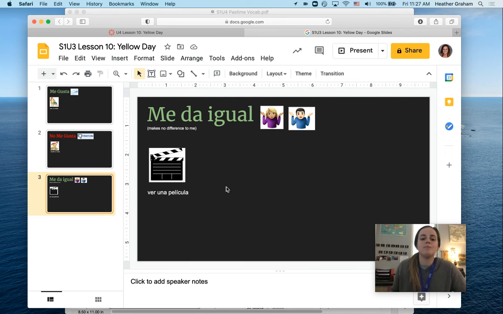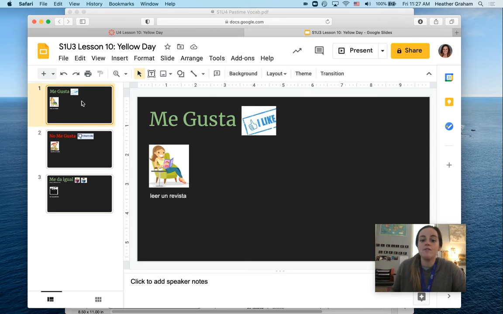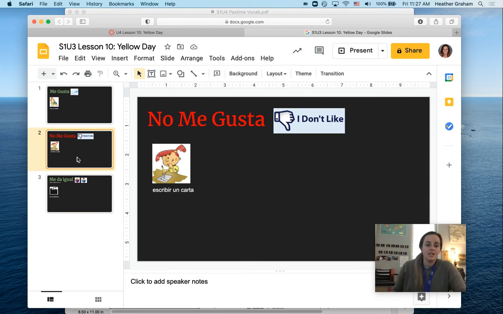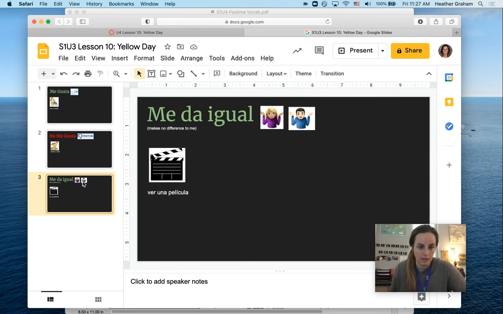And then lastly, it says me da igual ver una película, which means it makes no difference to me watching a movie. Like watching a movie is, I could take it or leave it. An activity that you like, don't like, or isn't a huge deal to you one way or the other. So those are your 3 categories. That means you could have 10 of them in me gusta, you could have 7 of them in no me gusta, and 2 in me da igual.